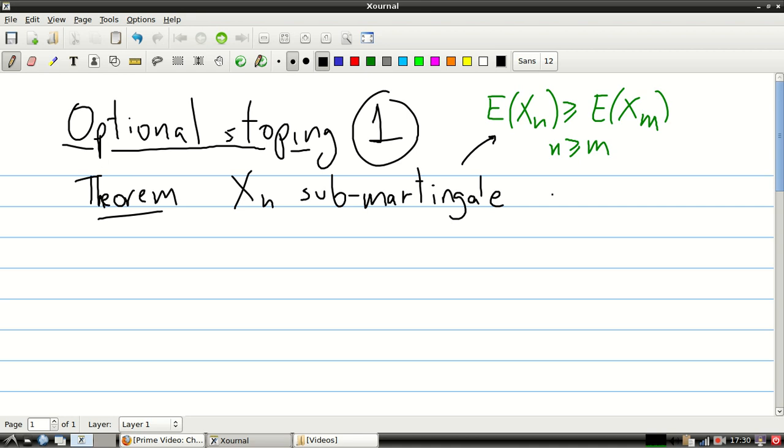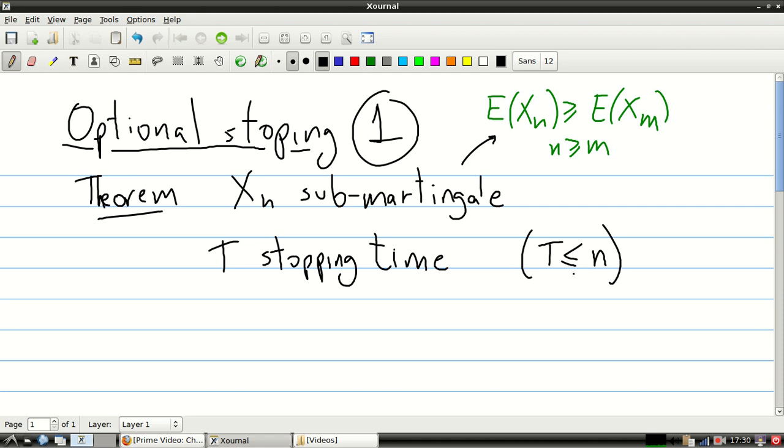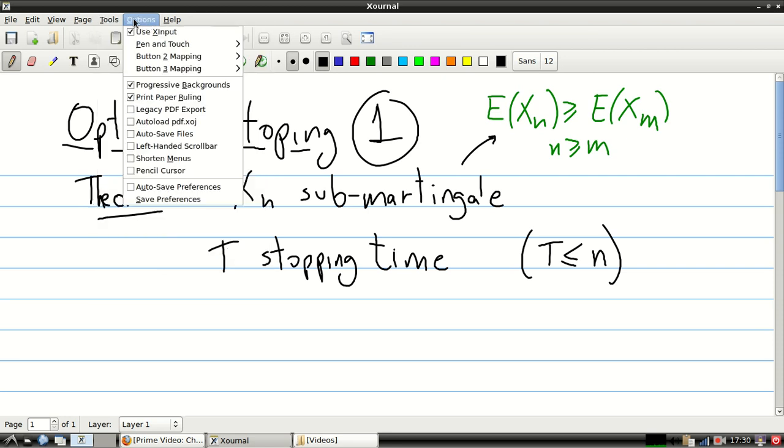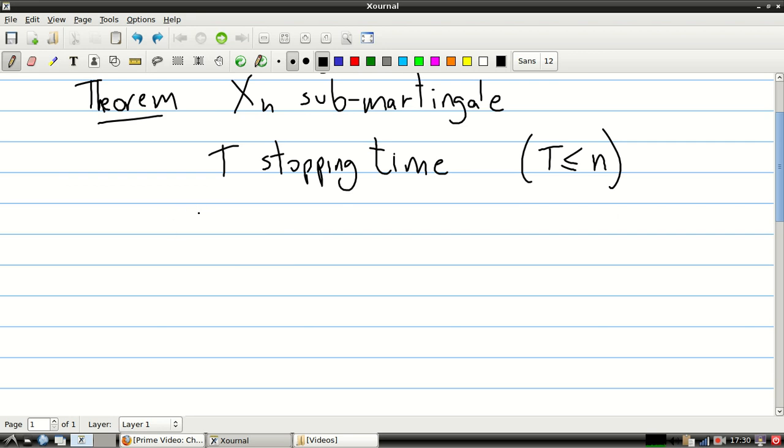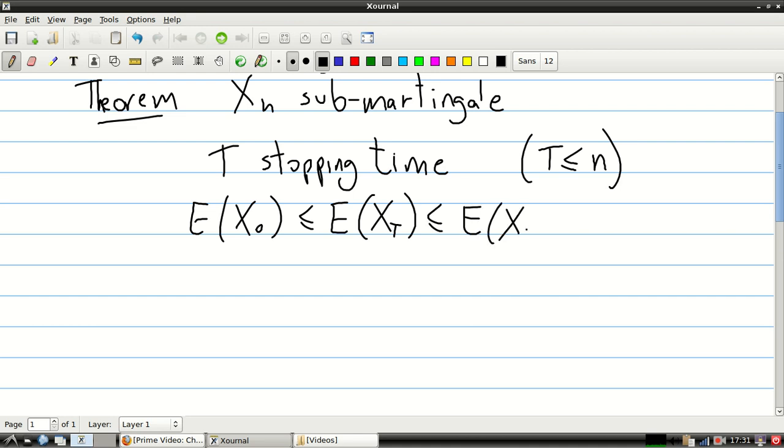So what we are going to do is something similar, but not for fixed times like here, but rather for stopping times. So we also fix T, a stopping time. And here, very importantly, we will assume that T is bounded by n. So there exists some n such that T is uniformly bounded as a random variable by this n. And then we will prove that the expectation of X_0 is smaller or equal than the expectation of X_T, which is smaller or equal than the expectation of X_n.